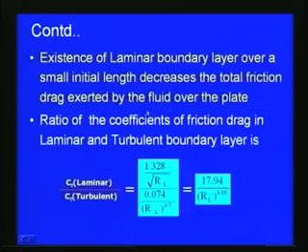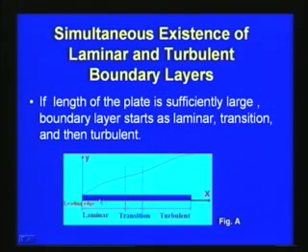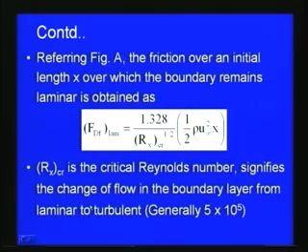So, here if you refer to this figure. Now, the transition from laminar starts as far as this length is concerned. The friction over an initial length x over which the boundary remains laminar is obtained as FDF laminar equal to 1.328 Rx critical to the power 1 by 2 into half rho u infinity square into x, where u infinity is the free stream velocity, and Rx is the critical Reynolds number at that location, that means at x.